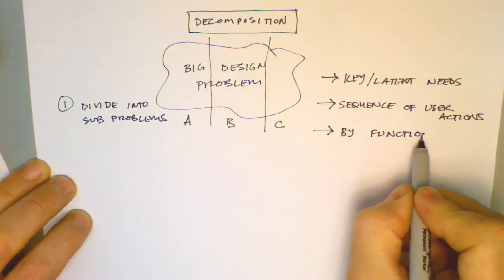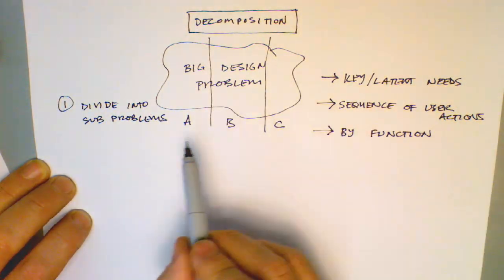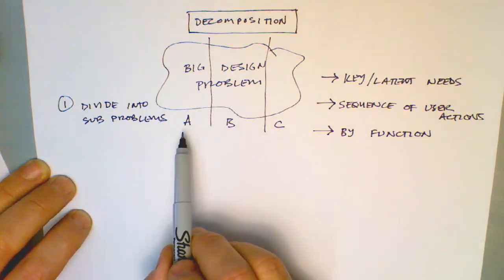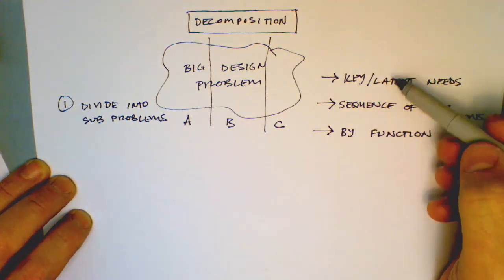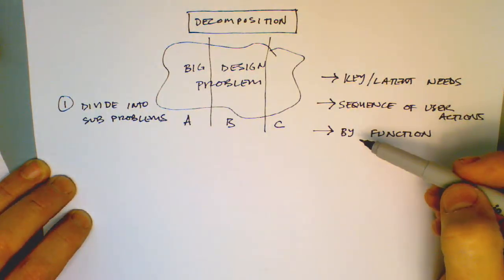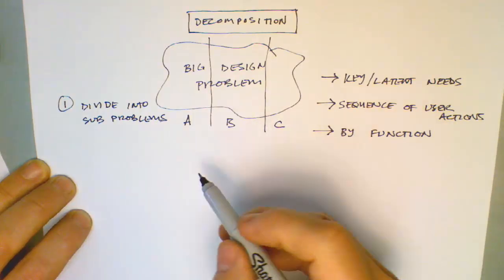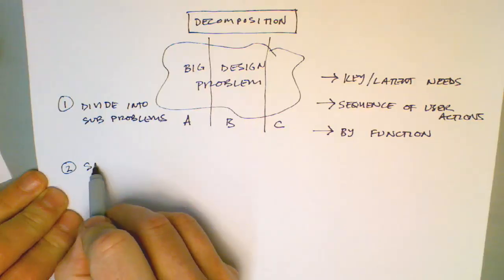I'm not going to explain how to do that just yet, but I just want to point out that your first step is going to be to take a big design problem and break it into two or more subproblems using one of these techniques. In fact, you'll probably use several of these techniques as you try different decompositions of the design problem. Then the second step is going to be solve the subproblem.